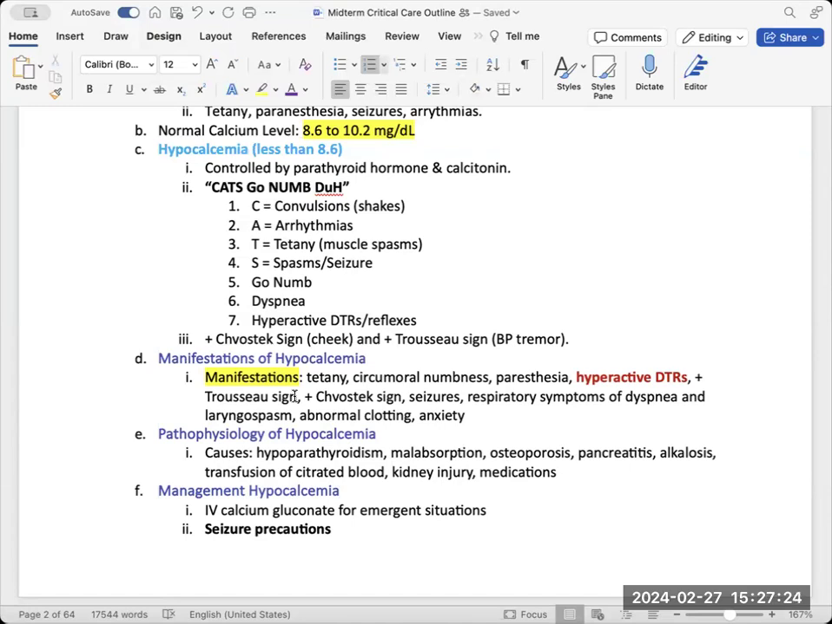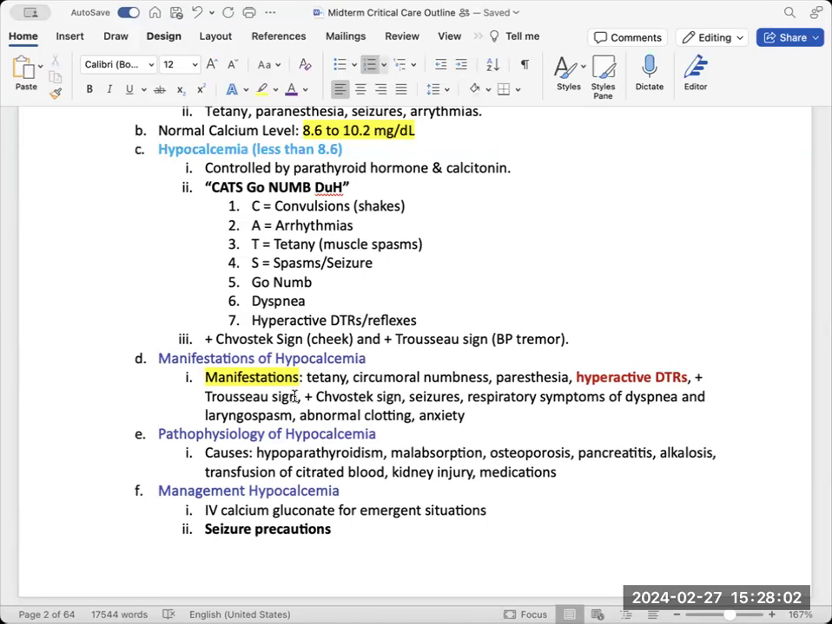So I like this little mnemonic that I kind of added to it, but it was originally cats go numb. So the C stands for convulsions or like shaking, arrhythmias for the A, tetany, which also means spasms, for the T, and S for seizures. And then the go numb. So they have numbness or paresthesia. I want you just to know these different types of words that can be used because she can mention paresthesia and you could be like, I don't know what that is. It's also numbness.